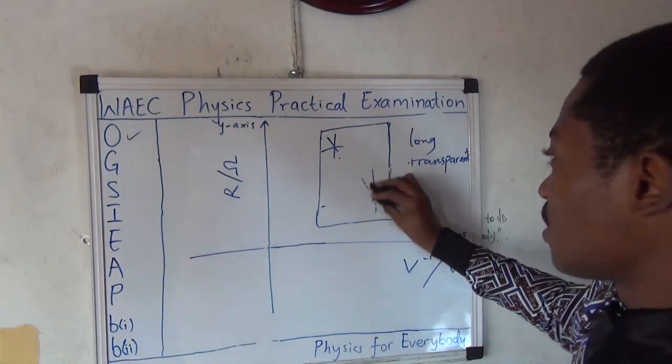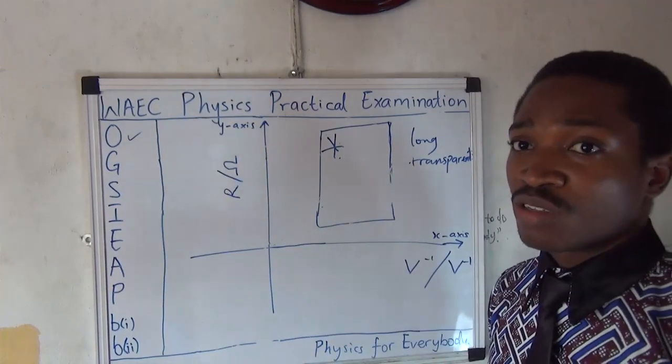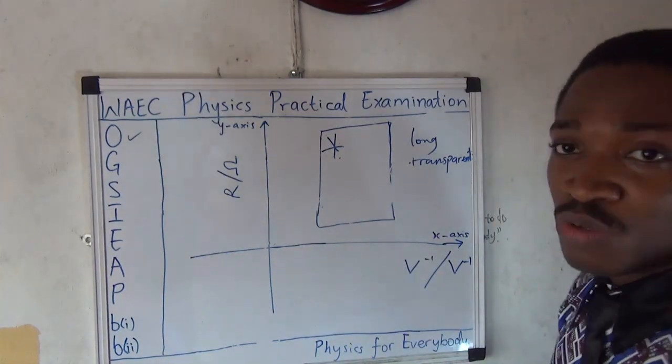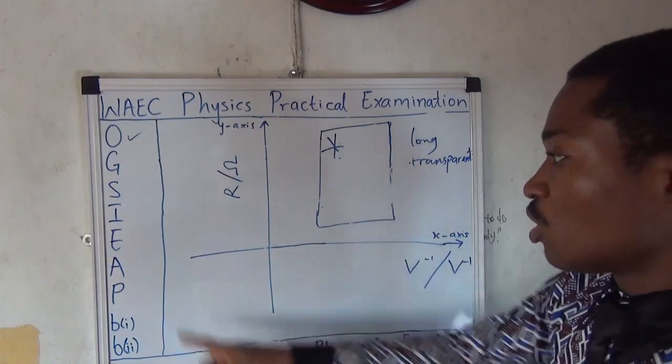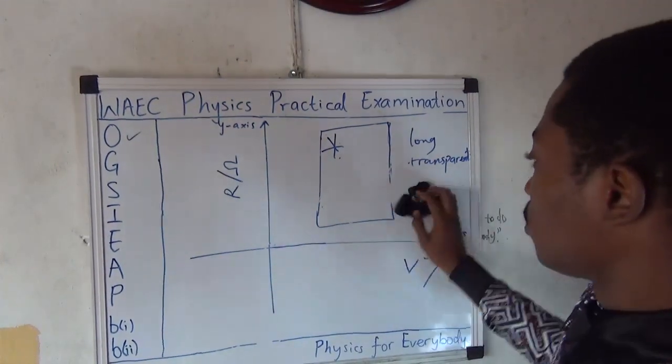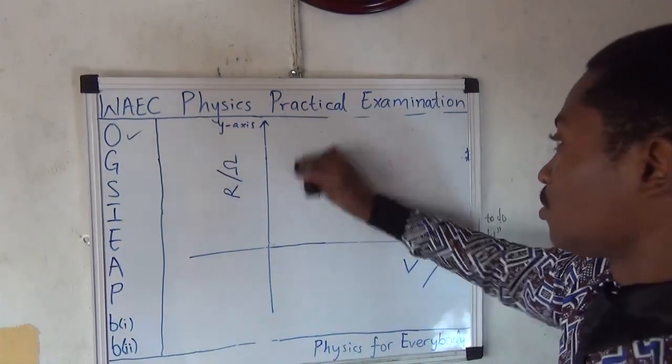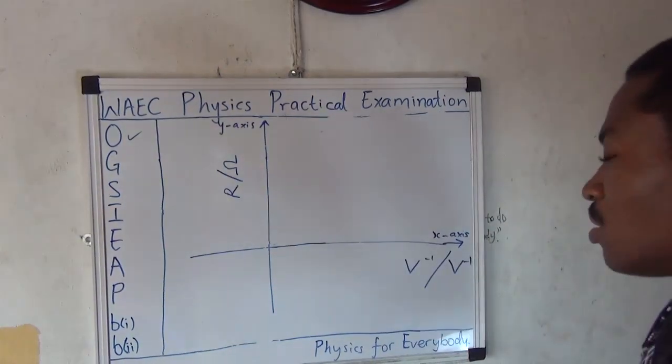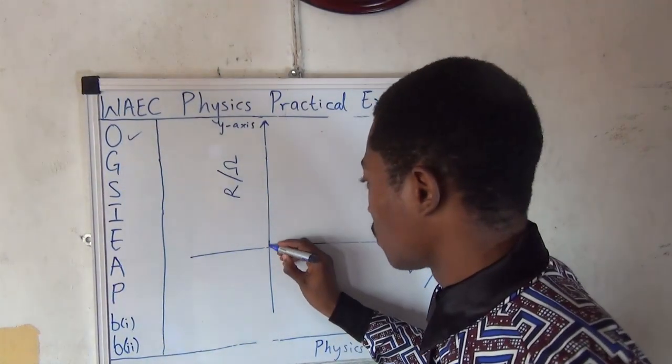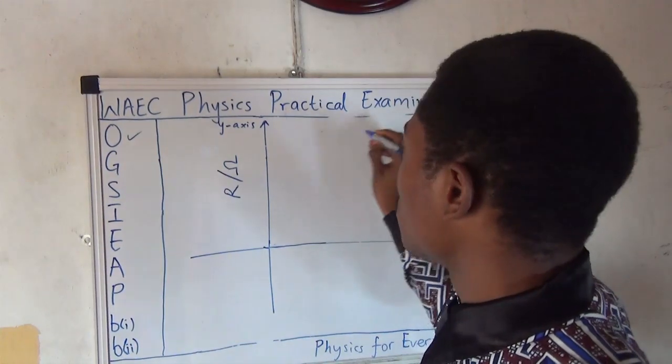You don't do this. This is very bad. Your work will not be accurate. Your slope will not be accurate. Your intercept will not be accurate. You end up losing marks for your accuracy. So that's it about your graph. Your graph must be big. Also, your points must be accurately plotted.